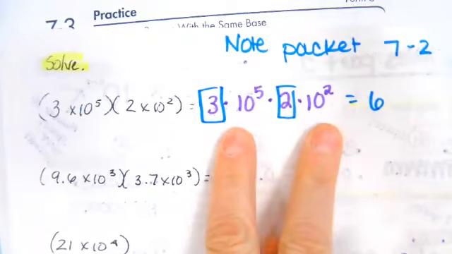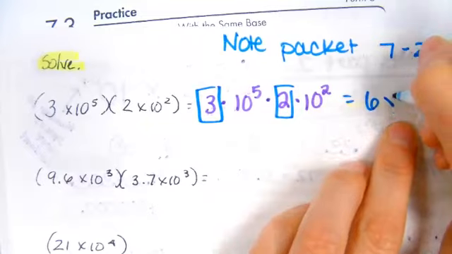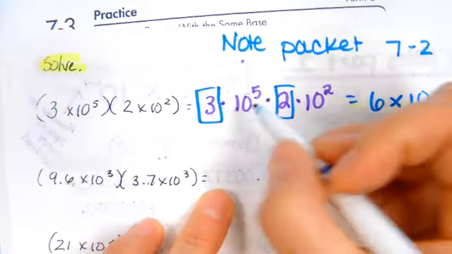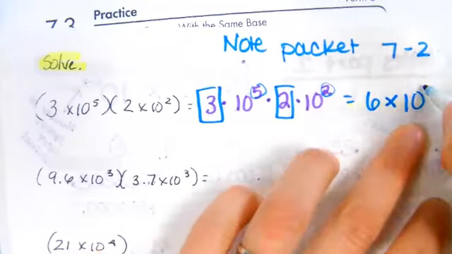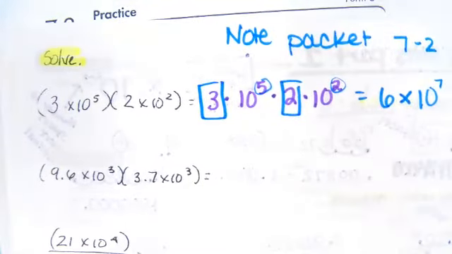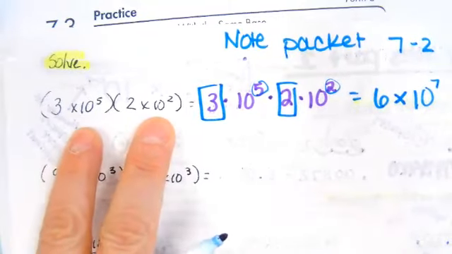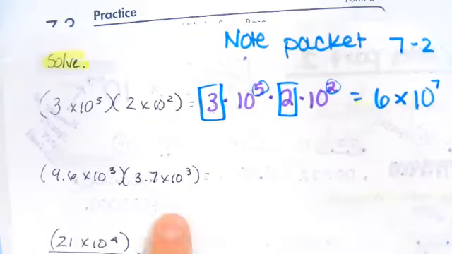Now 10 and 10 are the same base, aren't they? So I get to actually keep that base, but we're going to write it in scientific. So we're going to use this times sign, keep the base of 10. And what do you think I do with these two exponents? Add them. So we have, this is the answer, 6 times 10 to the 7th power. You multiply the bases, keep the 10s because they're the same base, and add the exponent. All right, let's do it again.